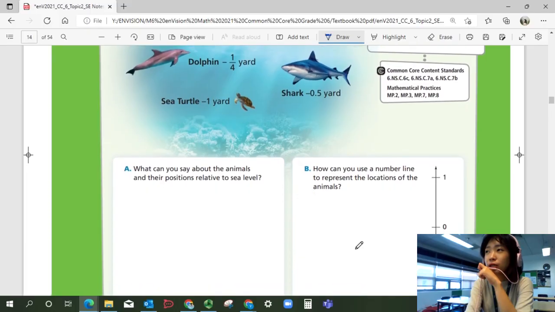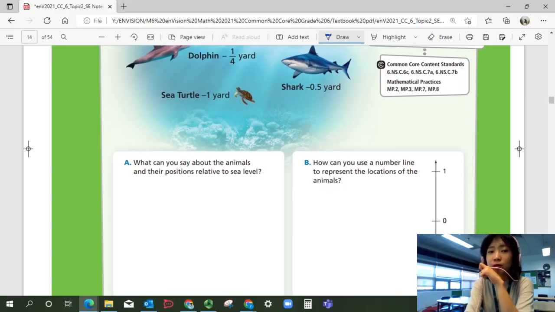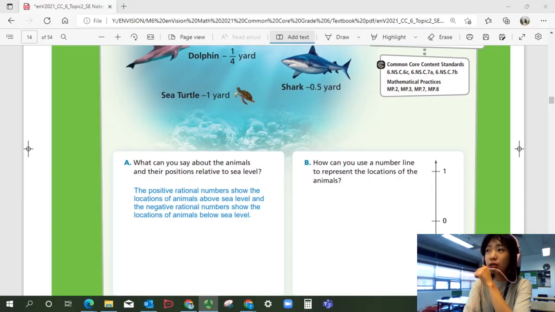So part A, what can you say about the animals and their positions relative to sea level? We just talked about it, right? Let's talk about positive numbers and negative numbers. We can say that the positive rational numbers show the locations of animals above sea level. The negative rational numbers show the locations of animals below sea level.